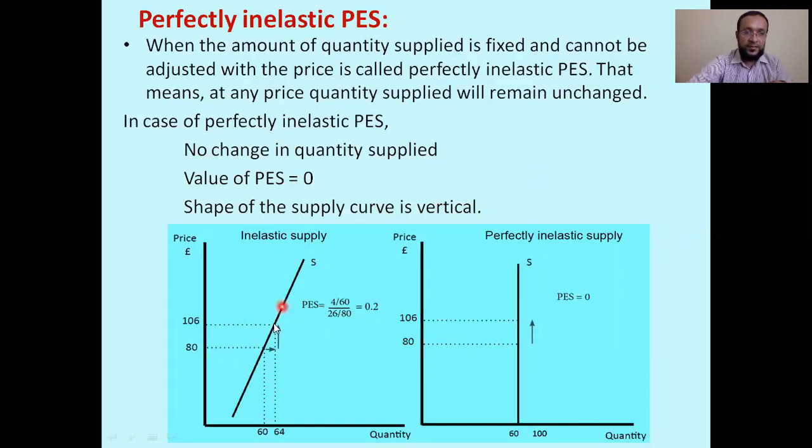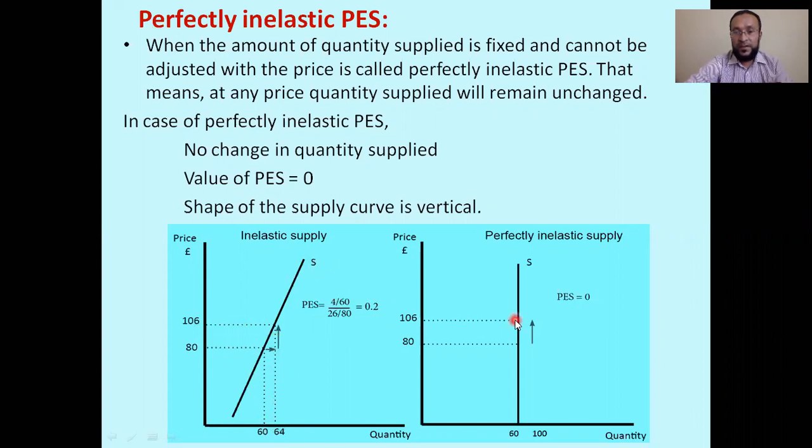So this is the inelastic supply curve as usual. This we did before. Here the initial price is 80 units and the initial quantity supplied is 60 units, and price increased from 80 to 106. In response to this change in price, quantity supplied also increased from 60 to 64. So price elasticity of supply here is 0.2, which is less than 1. That is why it is inelastic supply.